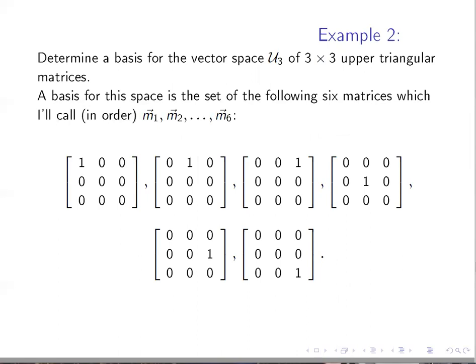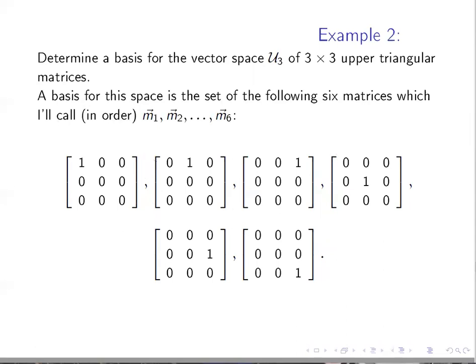And first off, you can notice that if I do A times this first one, and then B times the second one, C times the third one, D, E, and F, and add them all together, if I do this multiplication, then add them together, I get the matrix that I just wrote down a minute ago, which is why they represent all of them.